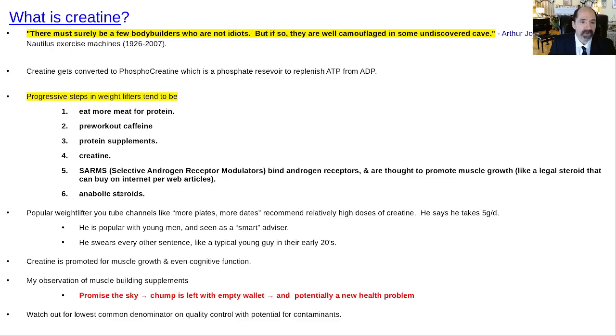Okay, so here's a quote from Arthur Jones, a guy who lived from 1926 to 2007. He was a guy who invented the Nautilus machines, ran the Nautilus company. Here's what he said. He said, "There must be a few bodybuilders who are not idiots, but if so, they are well camouflaged and live in some undiscovered cave." So it's a joke, but of course, bodybuilders tend to sacrifice their health for short-term gains.